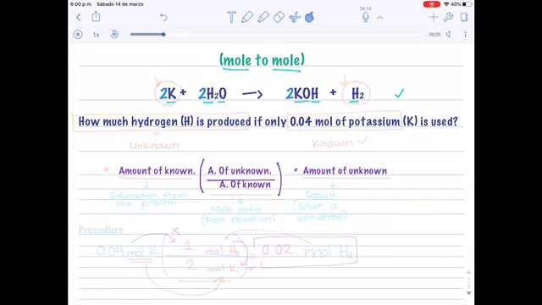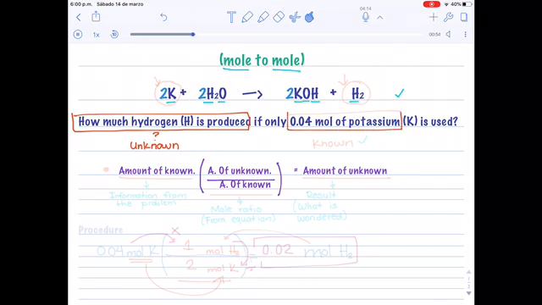The problem says, how much hydrogen is produced if only 0.04 moles of potassium is used? Let's start analyzing the question. How much hydrogen is produced means that we don't know how much, so this part is going to be our unknown. 0.04 moles of potassium is used, so that is something that I know, so this is going to be classified as our known.